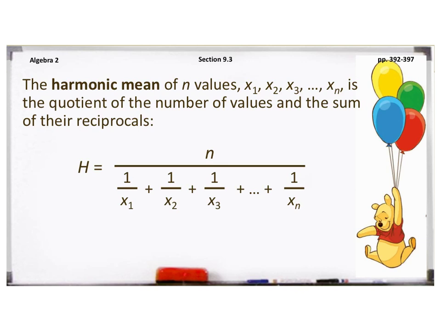All right, now, the harmonic mean of n values, so I have n separate values, is the quotient of the number of values, that's my n. So if I had 7 values, that would be 7. And the sum of their reciprocals. So now my denominator, look at this big long thing. I have 1 over x1 plus 1 over x2, whatever these values are. All right, so that is how we find a harmonic mean.